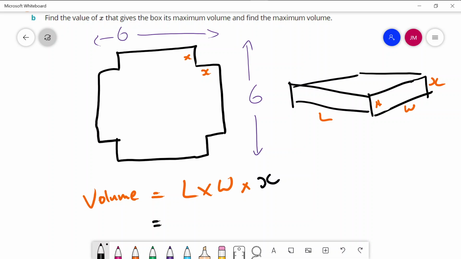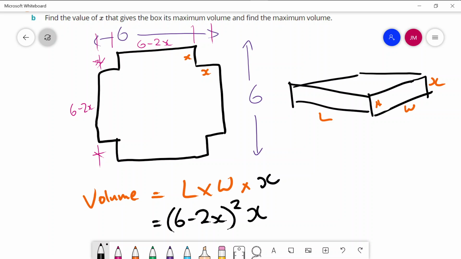So if we look at our original box at the top here, we know 6 is all the way across. If there's x cut off from there and x cut off from there, we can say that this distance must be 6 minus 2x. And then same for this side, 6 minus 2x, because we've got one lot of x there, one lot of x there, cut off. So we end up with 6 minus 2x. So we could write this as 6 minus 2x times 6 minus 2x, squared, times x.